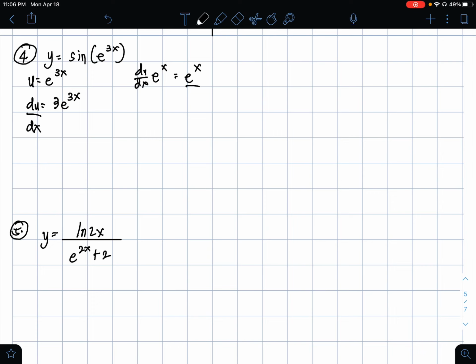So, ex gyapon. So, kani, pag ilet na to si u, di ba, e3x man na siya, ilet na to u is 3x, du over dx is equal to 3. So, therefore, may mo na siya eu times du over dx, in which e3x, ang d over dx is 3, so that's why naging 3e3x dx. I hope that is clear.